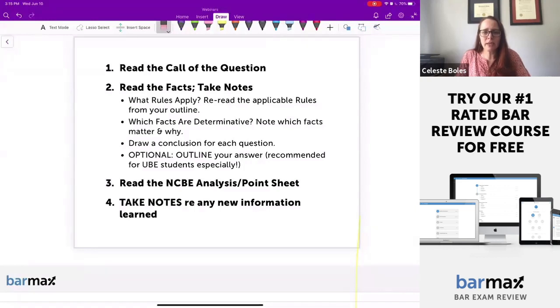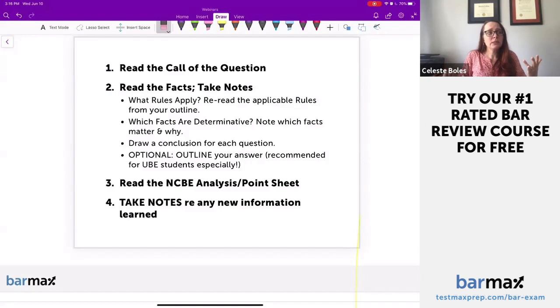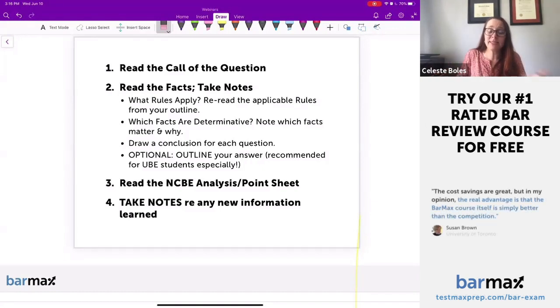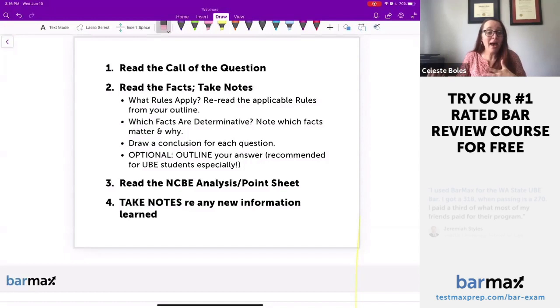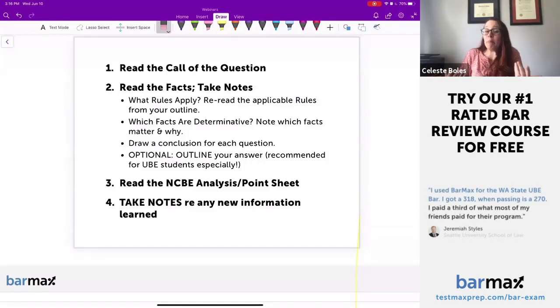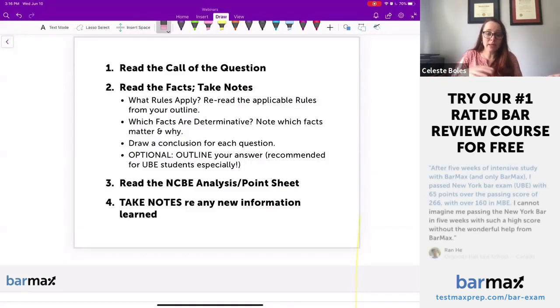UBE. So Jiten, half your exam will be MBE questions, these same multiple choice questions that today's webinar would help you prepare for, and half will be essays, and there may be a civil procedure question among those essays. So, essays and procedure.